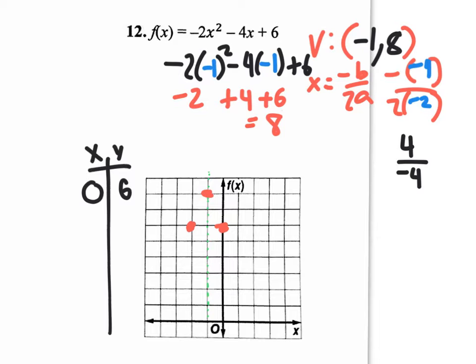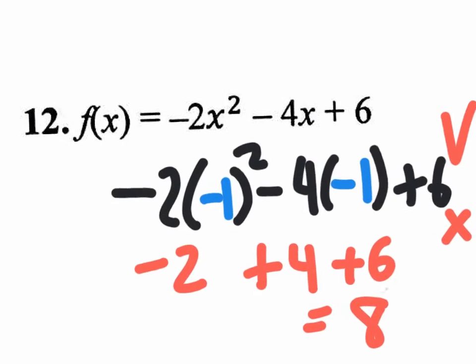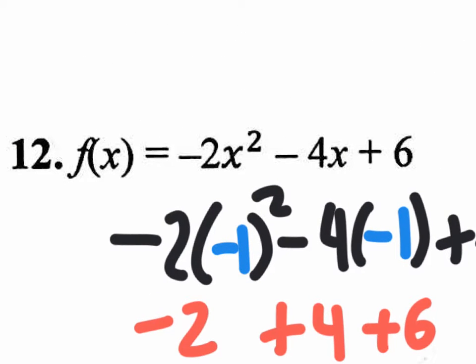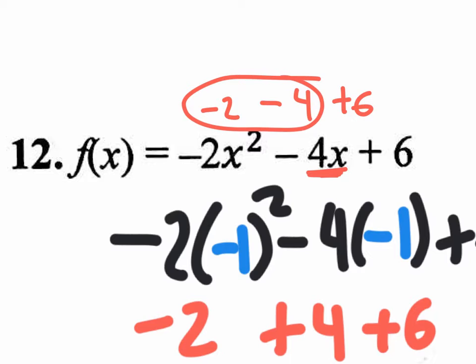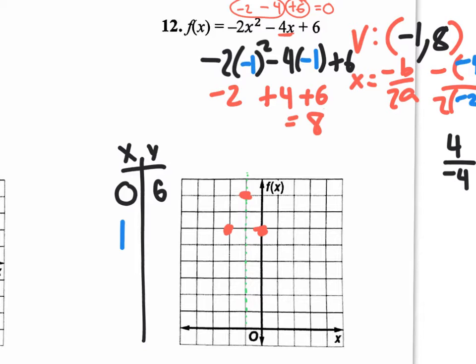And we need more points, so let's plug in another easy number like the number 1. And if we were to plug in a 1, let's zoom in and do that. Let's plug in a 1 for x. What is 1 squared? It's 1. And what's 1 times negative 2? Negative 2. What's 4 times 1 right here? That's going to be a minus 4 and then a plus 6 at the very end. So negative 2 minus 4, that's negative 6. And negative 6 plus 6 gives you 0. So when I plug in a 1, I actually get out a 0.